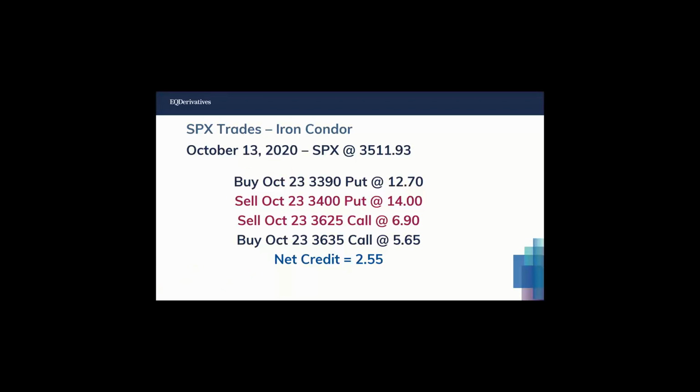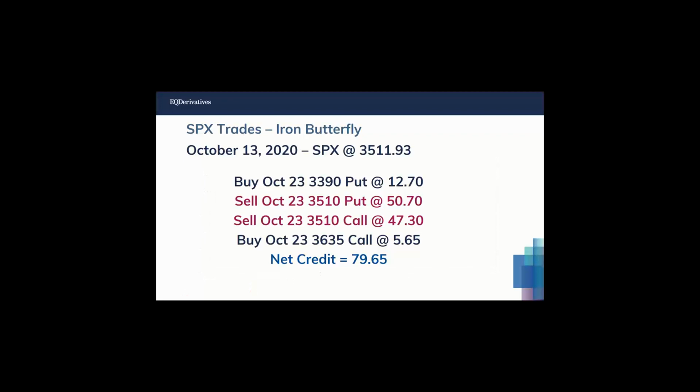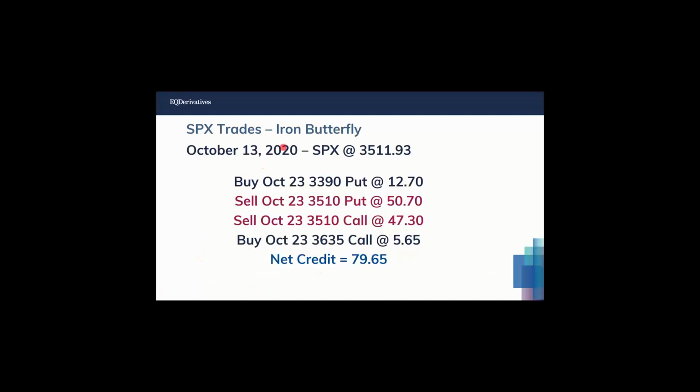Somebody came in, put this on, net credit of 2.55, really nice, wide range on this trade. And if I remember correctly, I believe that we landed close to one of the strike prices on this one, but came out, I think, around here or so, but didn't overshoot over the life of the trade.